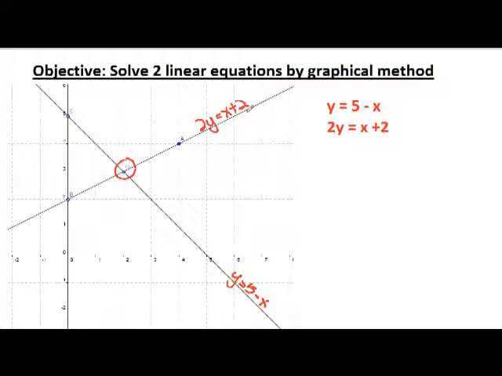After that, we can see that this is the point where 2y equals x plus 2 intersects y equals 5 minus x, which means the values of x and y at point D, which are 2 and 3, are common to both equations. So it also means that the coordinates of D are the solution that works for both equations. So the solution is x equals 2 and y equals 3.